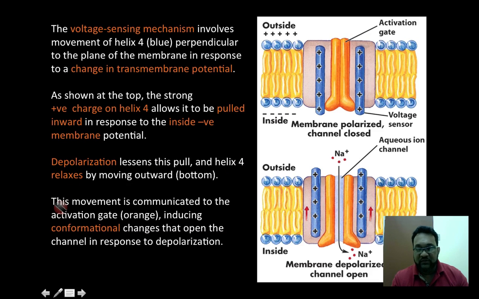Alright? And you see the result of that now is that this movement is communicated to the activation gate, which is orange in this diagram here. And it induces a conformational change, which is just a big way of saying the activation gate changes shape. When the activation gate undergoes this conformational change, the channel opens. In other words, this sodium ion channel opens in response to depolarization. And when the activation gate is open, sodium ions could come in. So sodium ions rush into the neuron.